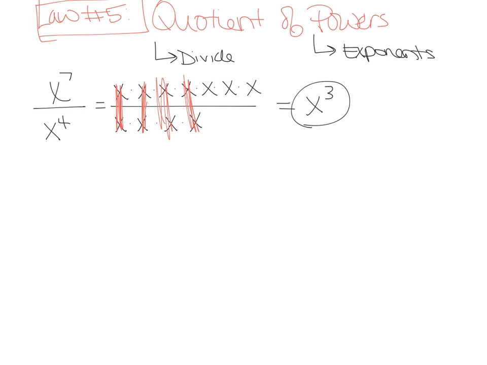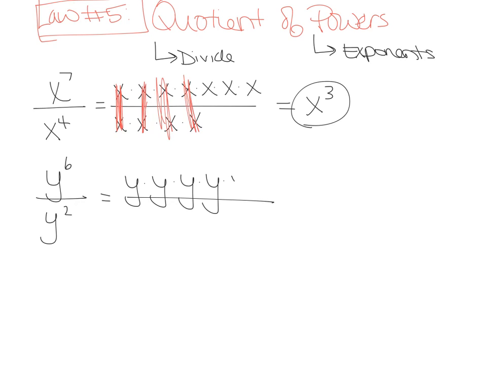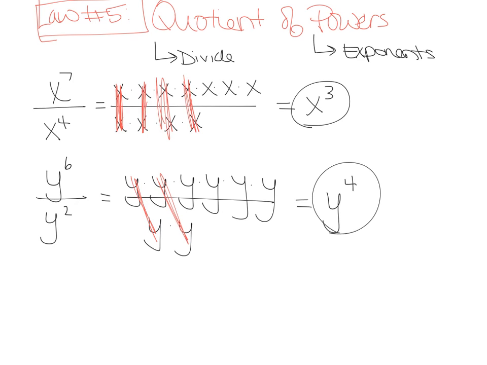Let's do another one. Let's do y to the 6th over y squared. Y to the 6th power expands to y times y times y times y times y times y. 1, 2, 3, 4, 5, 6. Y squared makes y times y. I can cross out one y at the top and the bottom, one y at the top on the bottom. Who am I left with? Y to the 4th.